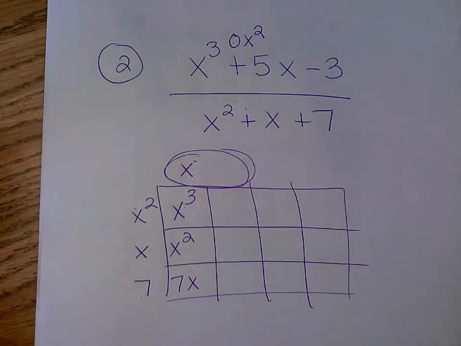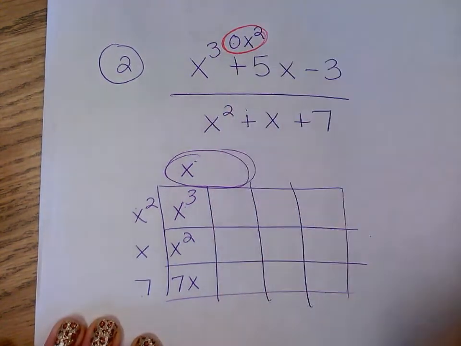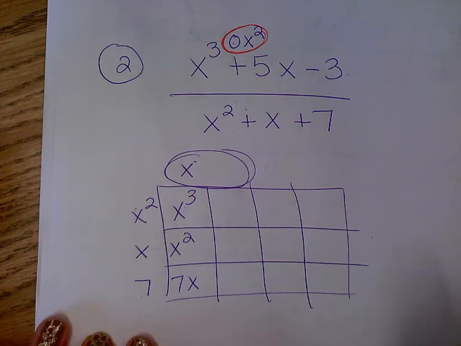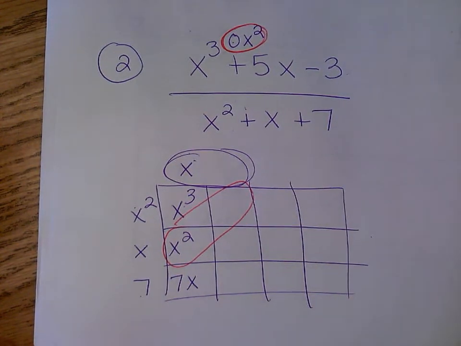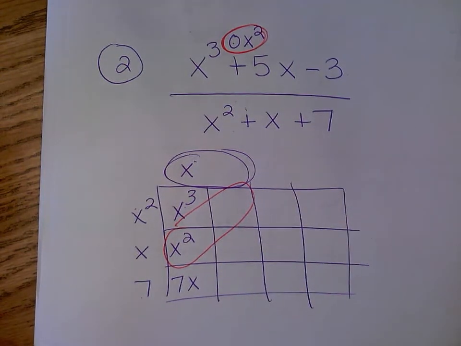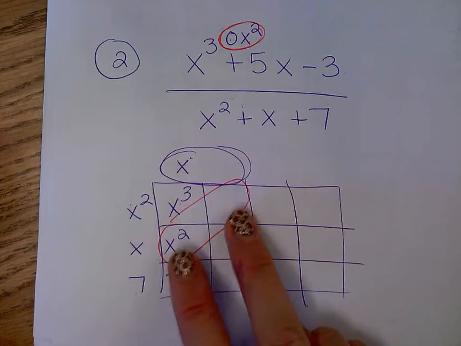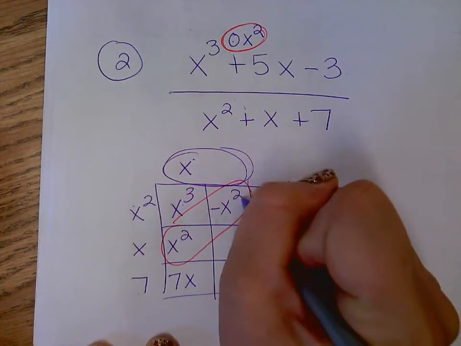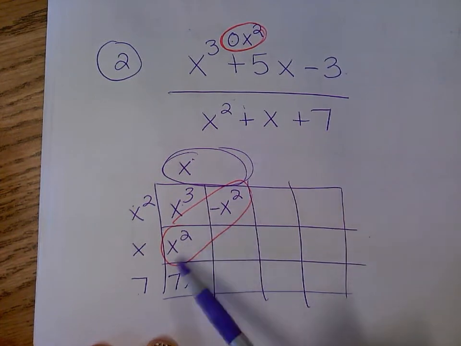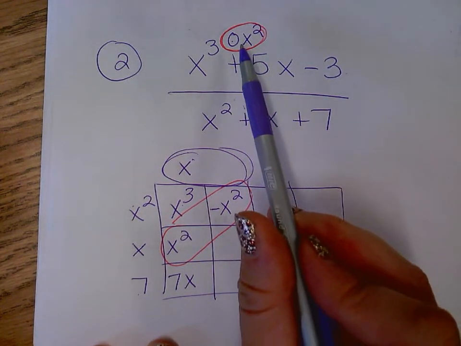So now the important part to look at is what I had written up here. I have 0x squareds in my dividend. I currently have x squared inside this box. What gets added in that other red circled box? These have to add up to 0. So I need -x squared so that the two red circled boxes add up to 0 of them.